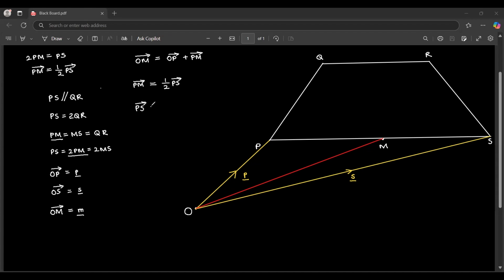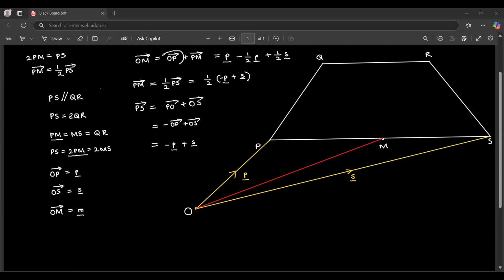So how do we find PS? PS equals PO plus OS. Now we can find the answer. We know PO equals minus P, so minus OP plus OS. Minus OP is minus P, plus OS equals S. Here we know PM equals half PS, so half of minus P plus S. And here we have OP plus PM. OP equals P, and here we have minus half P plus half S.